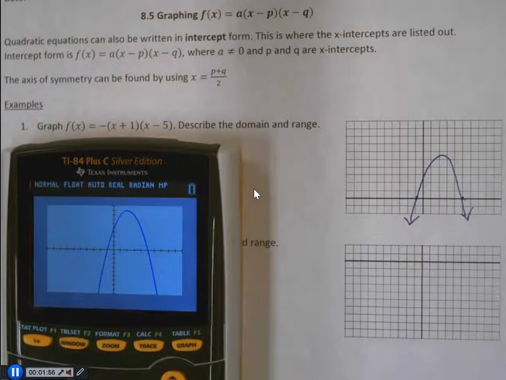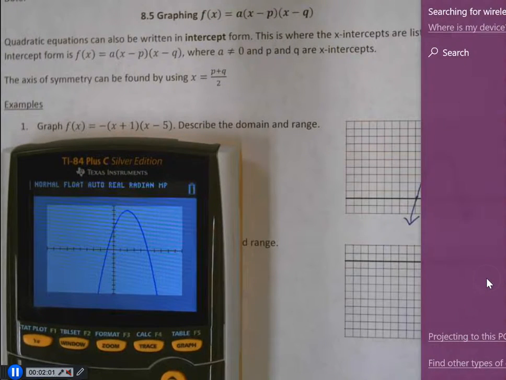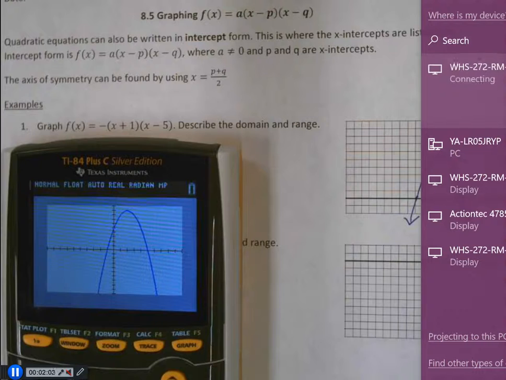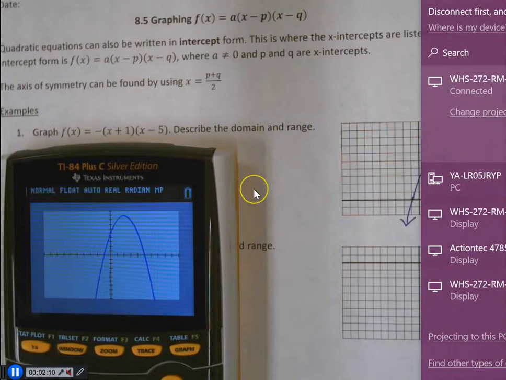It's still not on the board. Why didn't you guys tell me? Well, it told me it connected on my side. That's why I was like... Sorry. Is it there now? There we go. Okay.